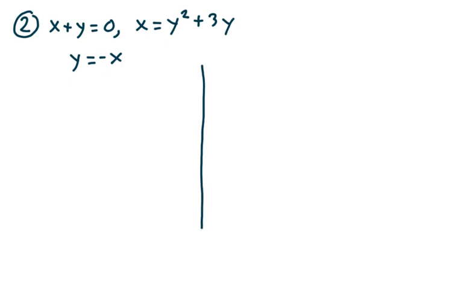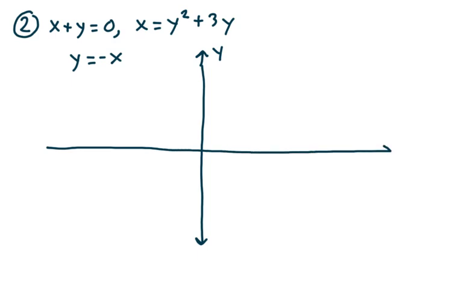Suppose x plus y is 0, and then x equals y squared plus 3y. Now here, if I solve for y, I get y equals negative x. So it's real important to draw a picture of what's going on. So here's the y-axis. Here's the x-axis right here. Okay. Now, y equals negative x. That's going to look like a line going this way.